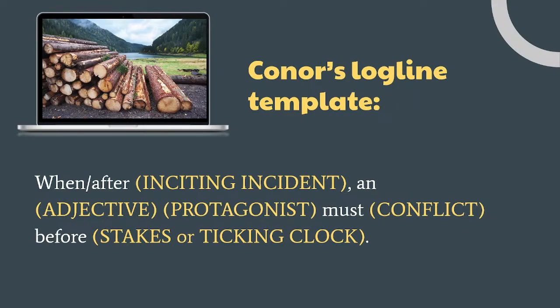Here's how it goes. When or after inciting incident, an adjective protagonist must conflict before stakes. What's the inciting incident? That's the event that kicks off the story. And that is going to be that first domino that tips over into all the others, and it's usually not the very first scene. And we might see the catalyst of something like Star Wars: A New Hope is going to be when his parents are killed by the wicked forces of an evil empire, a young farm boy must team up with a smuggler, a princess, and his old wise mentor to destroy an Imperial superweapon, something like that, right?